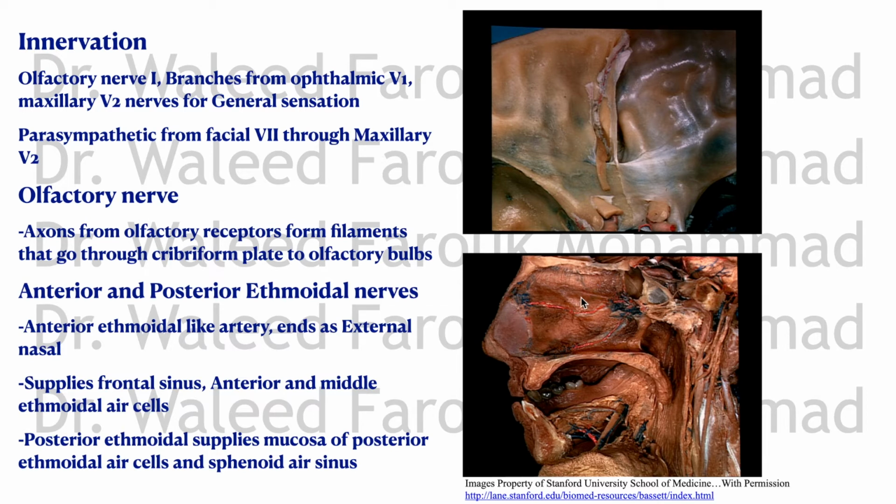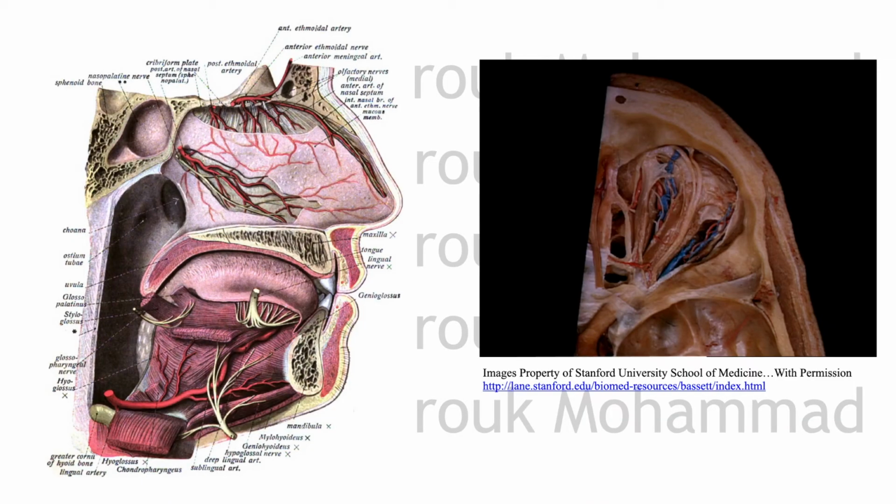The anterior and posterior ethmoidal nerves are from the nasociliary nerve that is of the ophthalmic, of the trigeminal, the fifth cranial nerve. As the name indicates, the posterior ethmoidal, the same as the artery, goes through the posterior ethmoidal foramen to supply the posterior air cells and the sphenoid sinus. The anterior supplies the anterior and middle and shares in the supply of the frontal too. This is regarding the ethmoidal nerves.